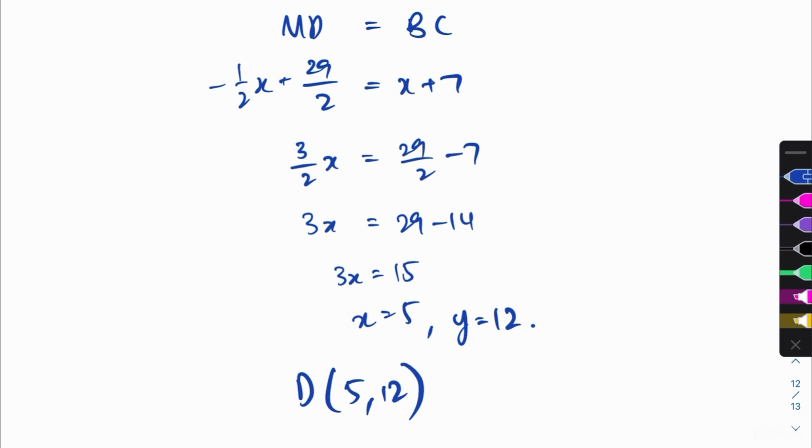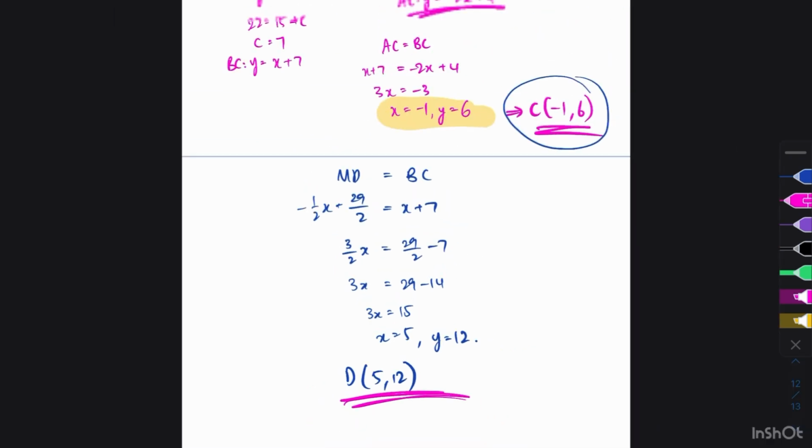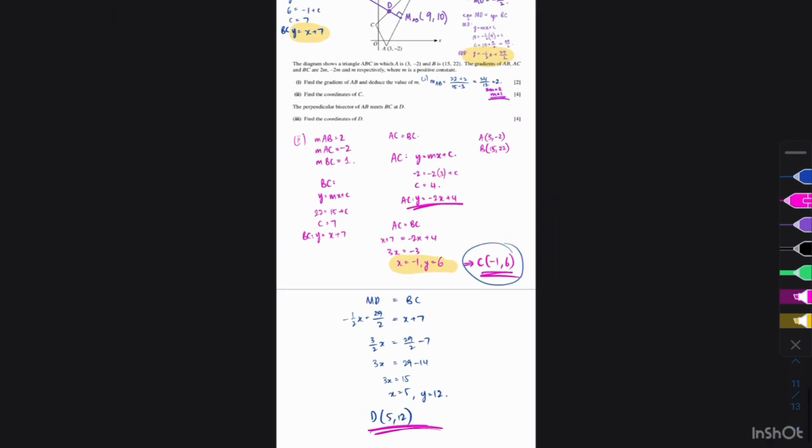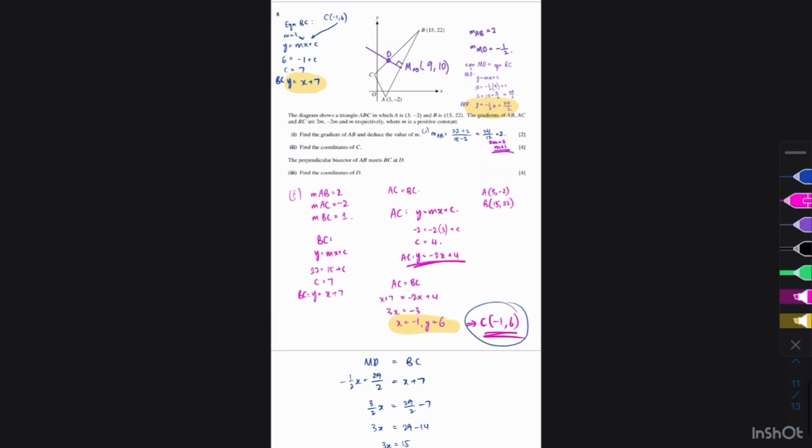And let's just double check it on this side. So if x is 5, that'll be 5 over 2. 29 minus 5 is 24. Divided by 2 is 12. Yay, okay, gives us the same answer, which means we've got our values for D. And this is question 8.